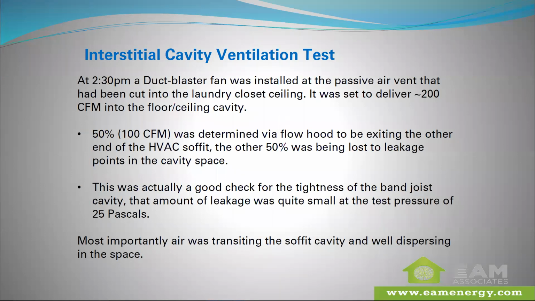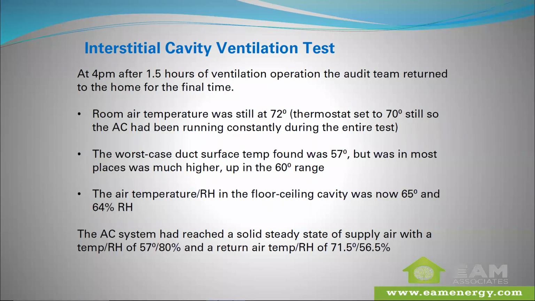Basically we just let that run for an hour and a half. The room thermostat was still set at 72 degrees. I'm sorry, the thermostat was still set to 70, and we still had the room air temp at 72. So the system had been running the entire time. But that worst case duct surface temp went up from 53 to 57 at worst, and in most places was up way higher, in the 60-degree range. And the relative humidity in that cavity was now about 64%.